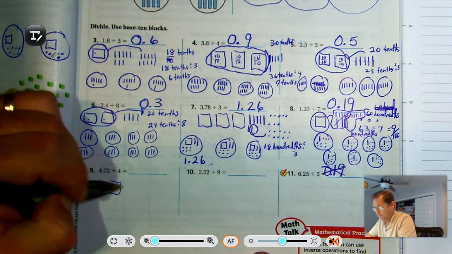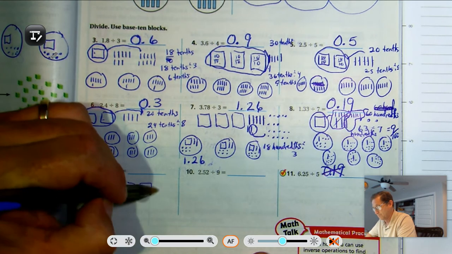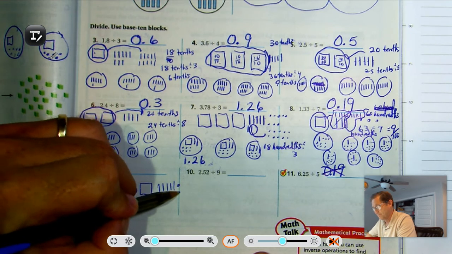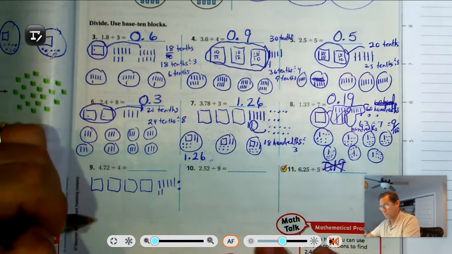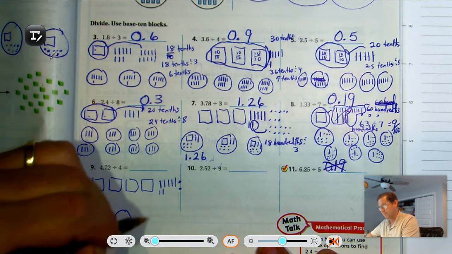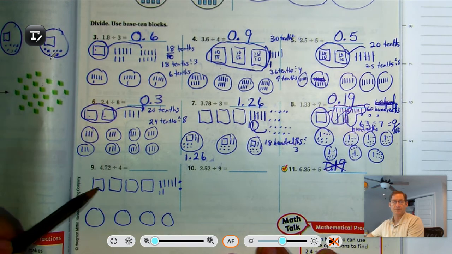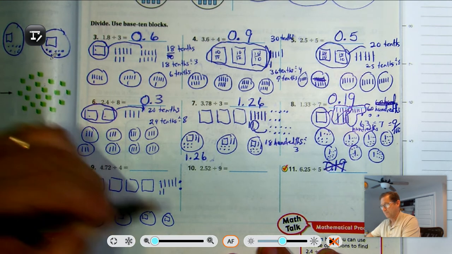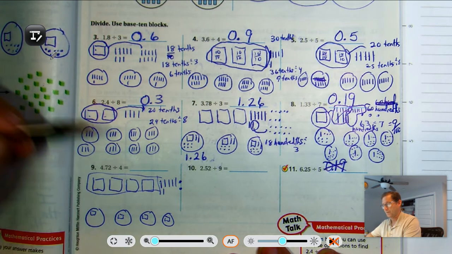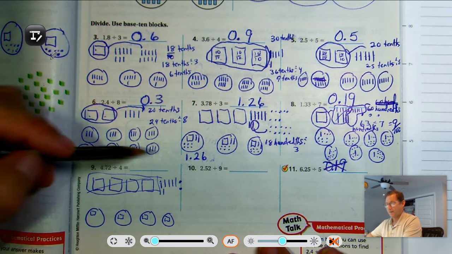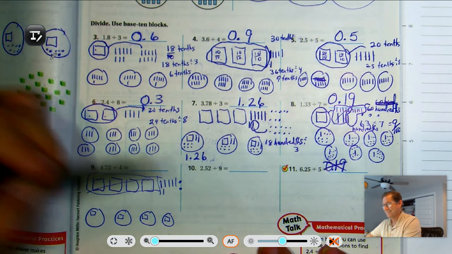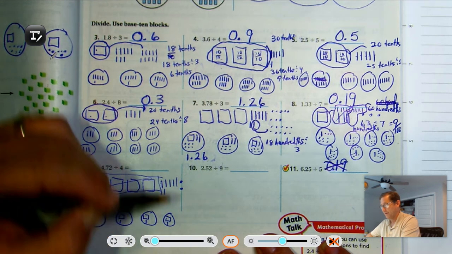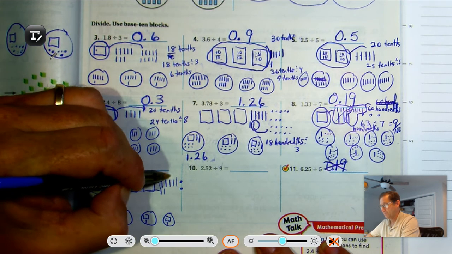4 and 72 hundredths. All right, we have 4 groups. Okay, so I can put 1 whole in each group. And now we have 2, 4, 6, 7 tenths. I can only share 1 in each group, and there's going to be 3 left over.